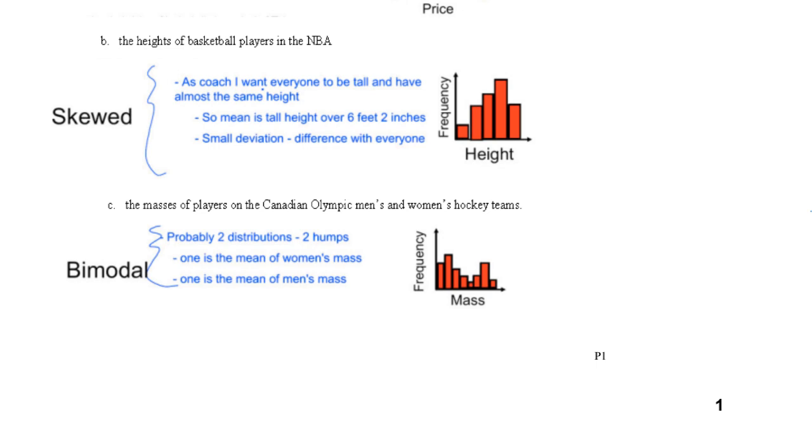So if we compare mass to frequency, I'm guessing that for mass, we have two different peaks. We have one for men and one for women. So one mean is for the women's mass, and one is for the men's mass. I don't know which one it is, but this does make sense to have two different possibilities described in our mass index graph.